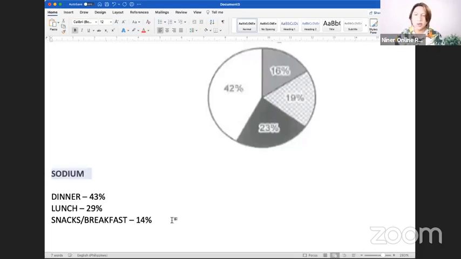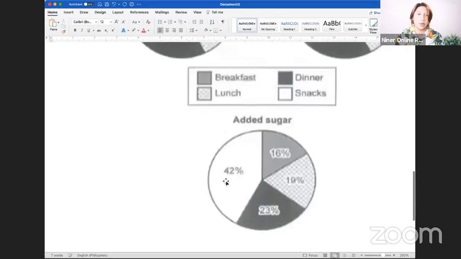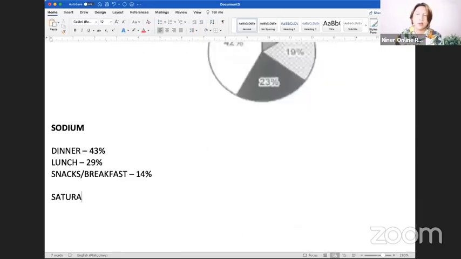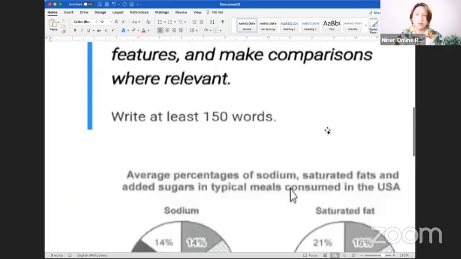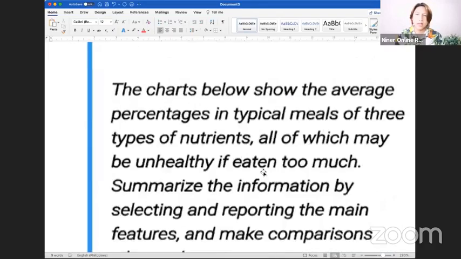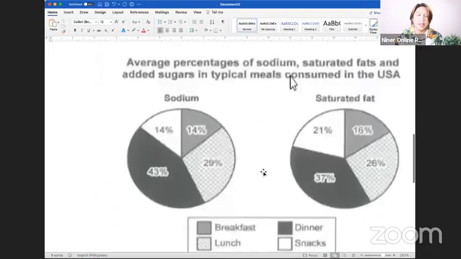Okay, now that's for sodium. Let's move on to another one. That's the next one, which is saturated fat. Saturated fat is another unhealthy, what do we call this one, right? Okay, nutrient. Right, it's an unhealthy nutrient.